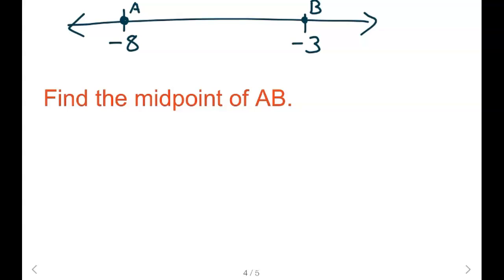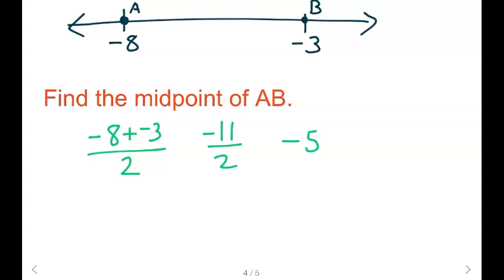Sometimes they may not be integers, the midpoint. So like this one, we can add the two endpoints and divide them by 2 to find the average of the endpoints. We get -11 divided by 2, that's -5.5. So our midpoint, our point in the middle here, is -5.5. That is the midpoint.